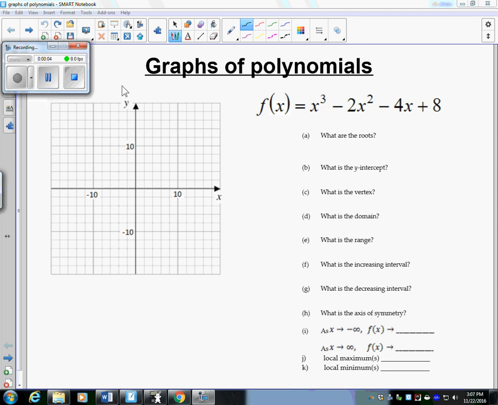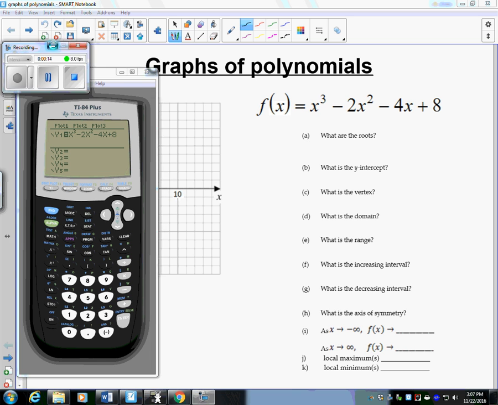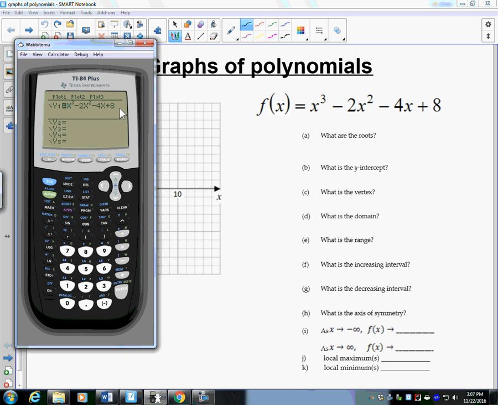Graphs of polynomials. We do this for every single unit. So what we're going to do is graph this polynomial function here. By graphing it, I'm just going to put it in the calculator. We already have it put in. We're going to graph it, and we have to find the roots. Easiest way to find the roots.